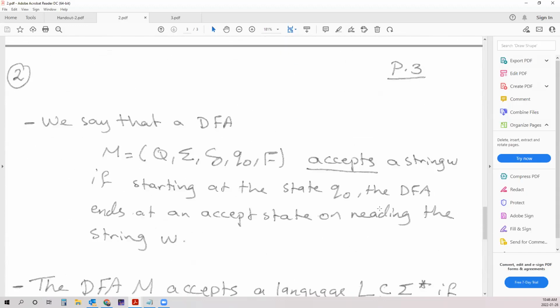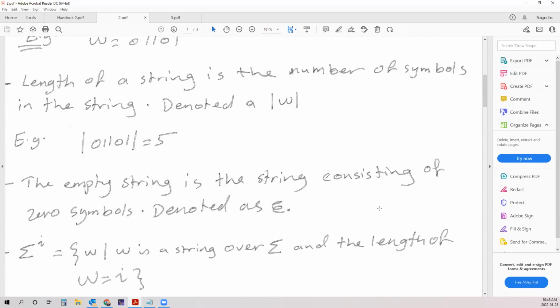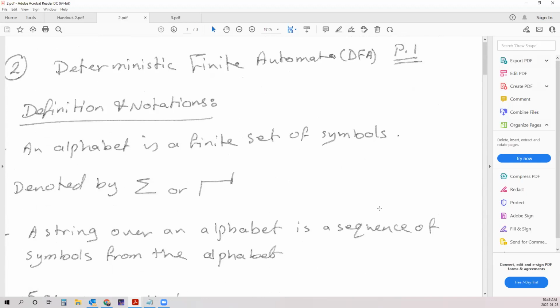This is also referred to as M recognizes L. So these are some class notes and some formal and informal definitions that might help you to understand the handout. Any questions up to this point?